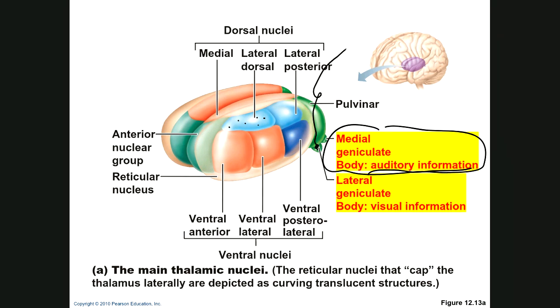The lateral geniculate nucleus, or body, is in charge of receiving visual information, and so that again will be the area where the last relay will happen between neuron number 2. Neuron number 3 receives that information and takes it to the visual cortex in the occipital lobe of the cerebrum.